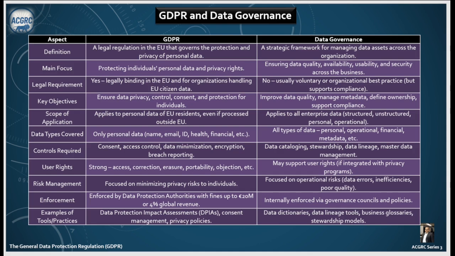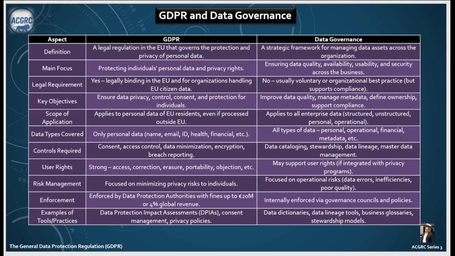From a data governance perspective, it applies to all enterprise data, whether it is structured, unstructured, personal, or operational. From a data types perspective, GDPR covers only personal data. But data governance covers all types of data: personal, operational, financial, metadata, etc. It covers the whole ambit of data. From a controls required perspective, GDPR requires consent, access control, data minimization, encryption, and breach reporting. From a data governance perspective, it's about cataloging, stewardship, data lineage, and master data management.